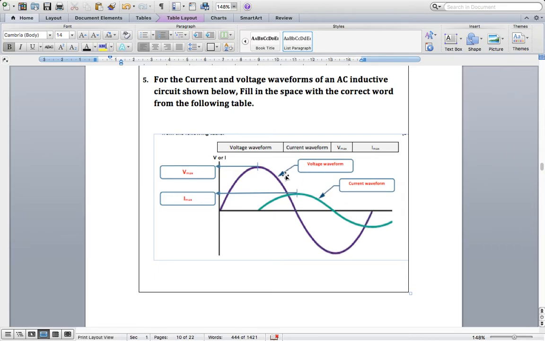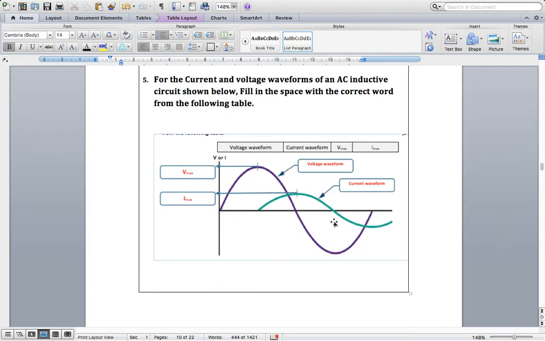So this is the voltage waveform, the first wave. The second wave is the current waveform, and the voltage and the current have a 90-degree difference. So you can write the first waveform here as voltage waveform, the second as current, and you know that the topmost point of the first is Vmax, and the topmost point of the current waveform is Imax, which is maximum current and maximum voltage. I hope it's clear.